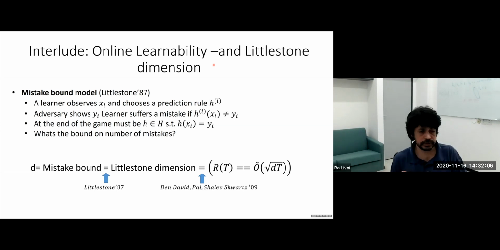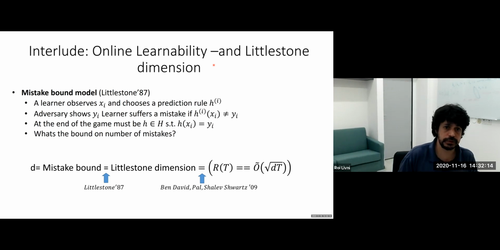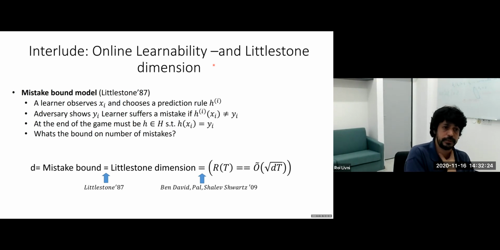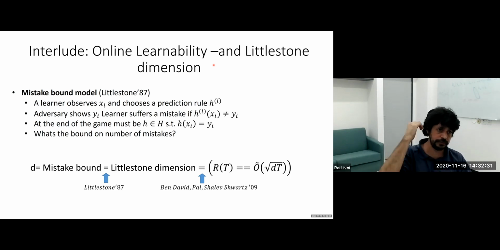And in order to answer this question, I do need to introduce what the Littlestone dimension is, and how we used it in order to show that Littlestone dimension implies privacy. So to do that, let me go back to Littlestone's original paper where he introduced the notion. What he was interested in is the following model, which is now known as the mistake-bound model.